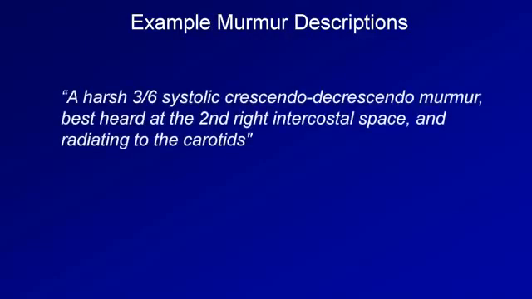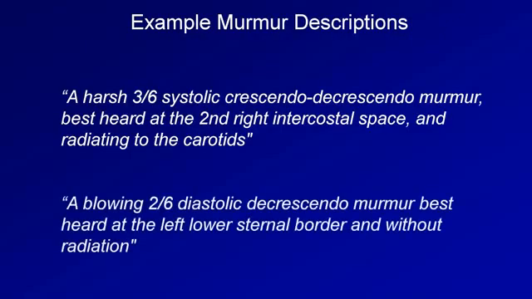So to summarize the examination of murmurs, you should try to describe them using as many characteristics as possible. For example, one hypothetical murmur might be described as a, quote, harsh 3 out of 6 systolic crescendo-decrescendo murmur best heard at the second right intercostal space and radiating to the carotids. Or alternatively, another murmur might be described as a, quote, blowing 2 out of 6 diastolic decrescendo murmur best heard at the left lower sternal border and without radiation.